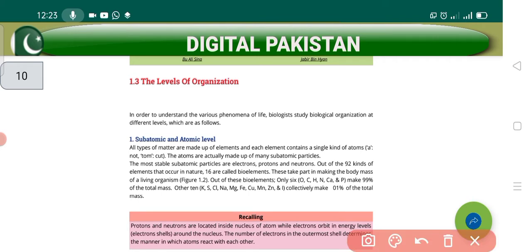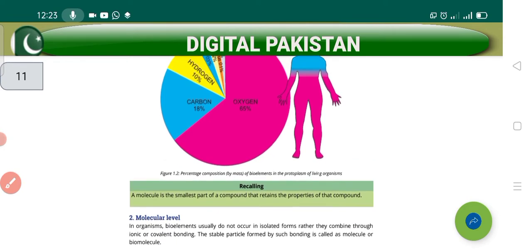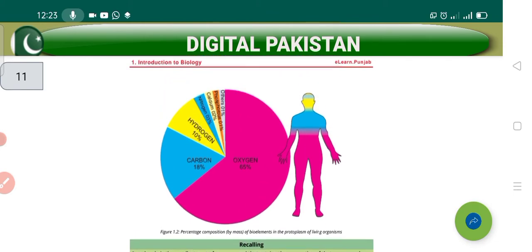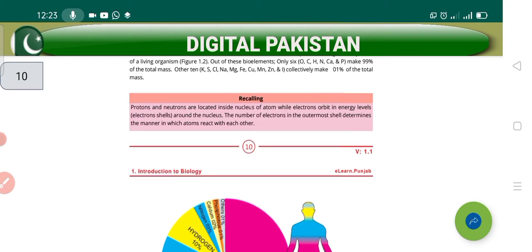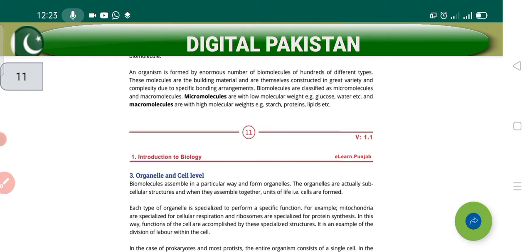Well, in the previous video, I discussed the levels of organization: the subatomic level, the atomic level, and the bioelements. Moreover, we discussed the six elements which make up 99% of the body mass, plus those elements which make up 1% of the body mass. I also discussed the molecular level and the types of molecules.